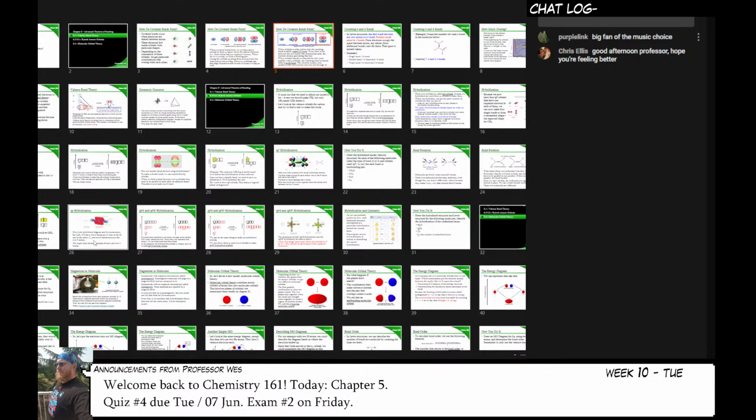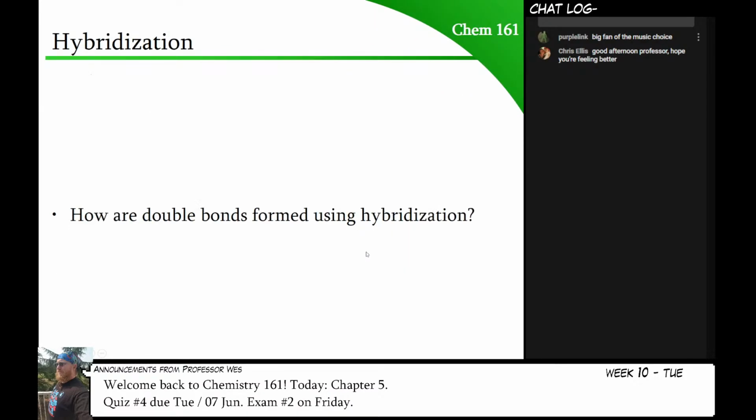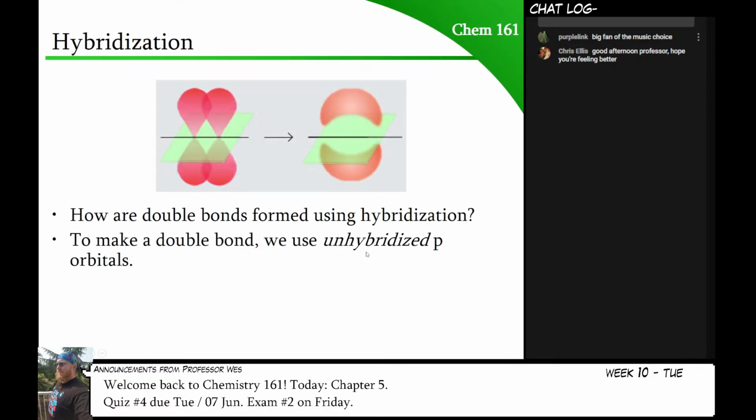So what that means is that I need to have p orbitals left over. I cannot hybridize them. I need unhybridized p orbitals. If I hybridize a p orbital, it's no longer the correct shape and it's no longer perpendicular to the internuclear axis. It would be at some other angle that doesn't help us.